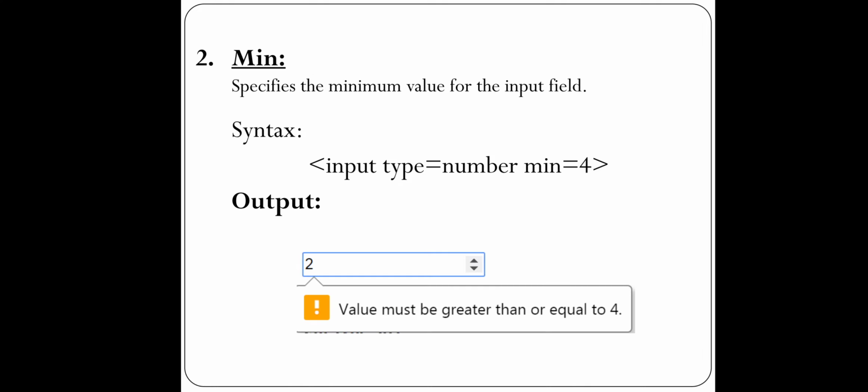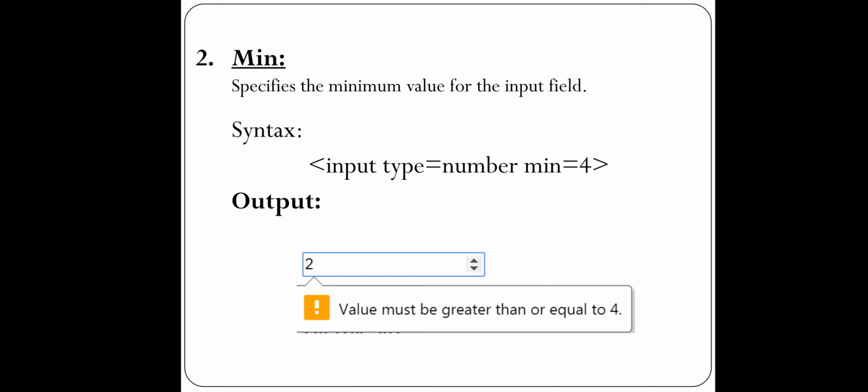Second, it is MIN, that is minimum. Now using this attribute, we can restrict the user to enter a value which has to be greater than or equal to the value mentioned in this attribute. Now what it exactly means, we will see in the example.